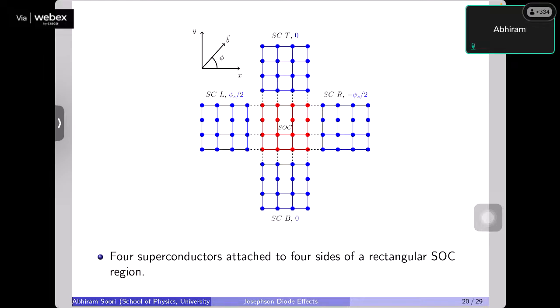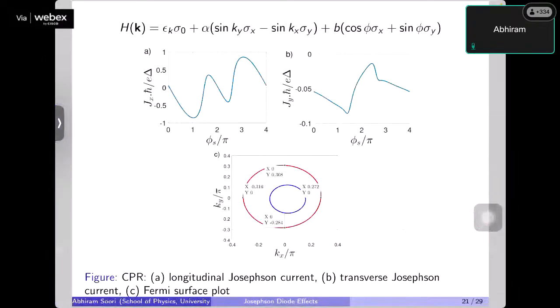So basically, you are driving a Josephson current in the longitudinal direction, and that will also result in a Josephson current in a transverse direction. That is the Josephson Hall effect. Now you look at this Josephson current, Jy versus phi s, and you see that the maximum and minimum are not equal in magnitude. That is what is called the transverse Josephson diode effect. The reason for this is again the Fermi surface asymmetry.